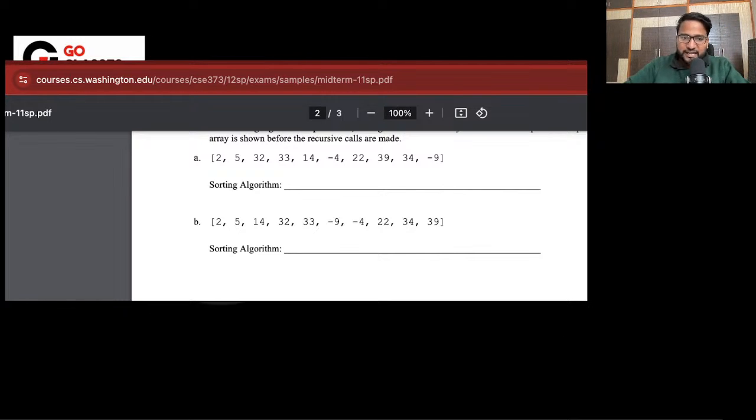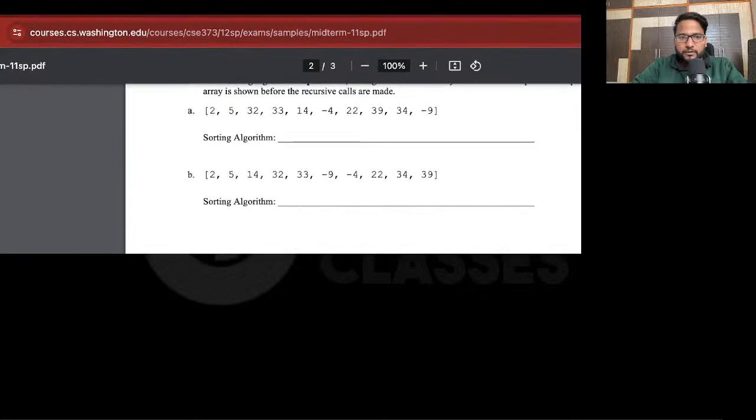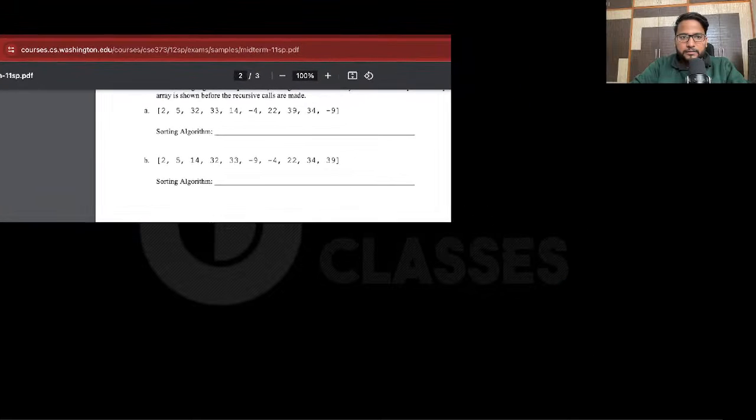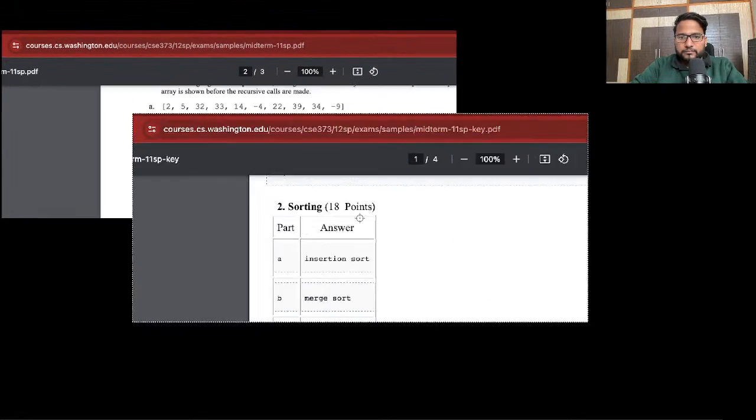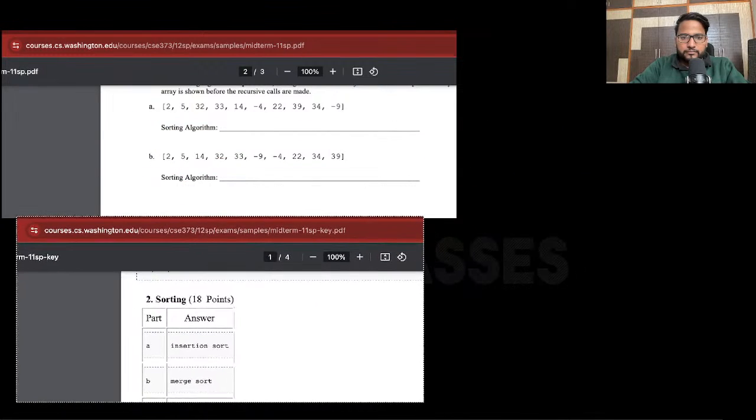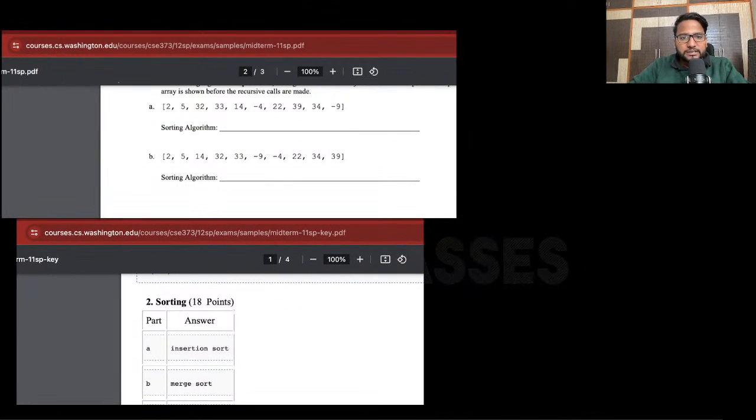So the answer that they have given is merge sort only. Let me just tell you the answer also. This is the answer that they have given, but maybe they have followed their own implementation or something. See, in the answer, this is question number 2b. In the 2b, they have only given the merge sort.